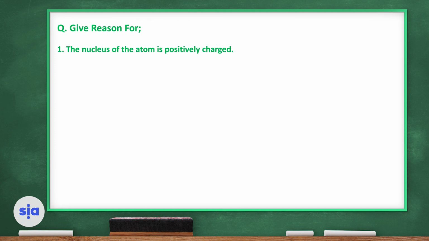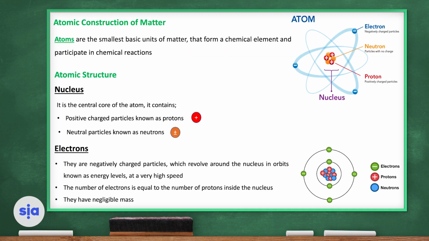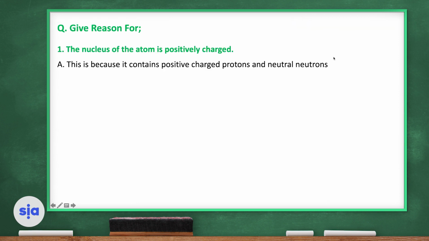Give reason for: the nucleus of the atom is positively charged. Why? Can you think about it? Because the nucleus contains neutrons and protons. Neutrons are neutral. What about the protons? They carry positive charge. So this makes the nucleus positively charged.